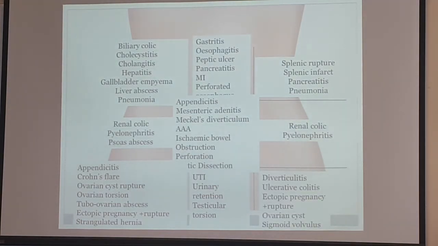You've got your sigmoid there as well. Okay. It's quite common presentation. Most of you probably seen a sigmoid volvulus at some point, I imagine. Okay. So this is quite a common thing. Just keep this in your mind. Try and keep it updated because it's easy for them to slip. But it gives you quite a broad list of different pathologies that can cause an acute abdomen.